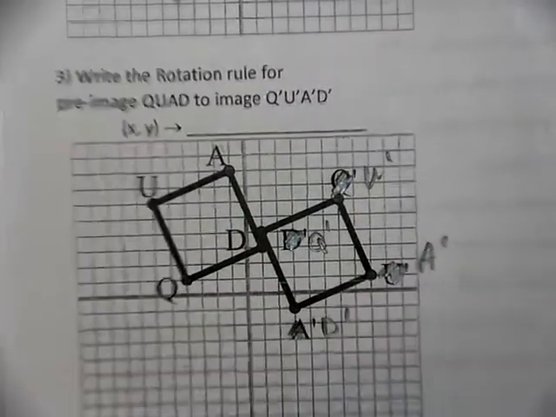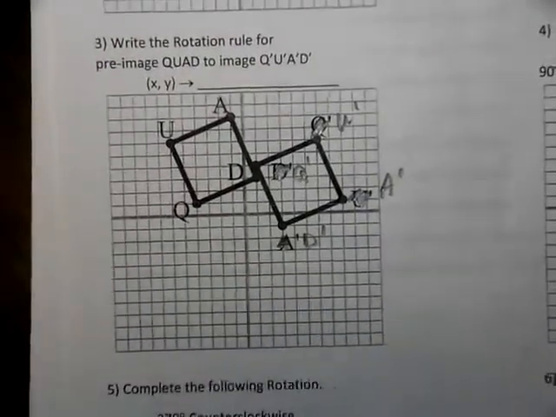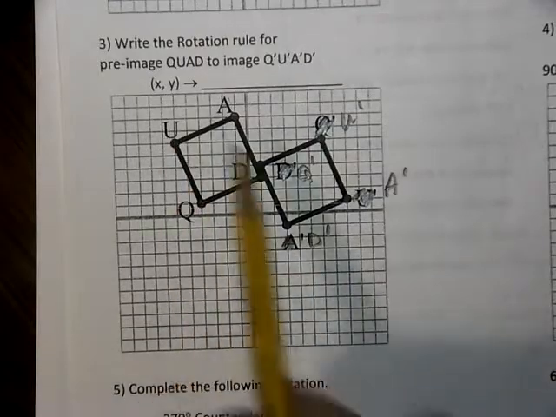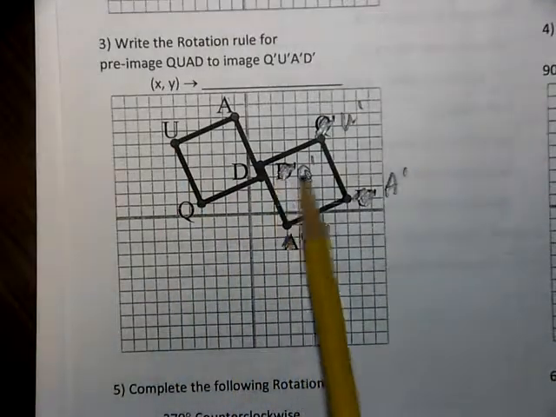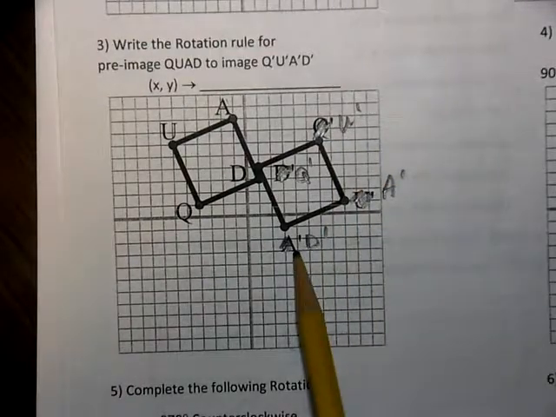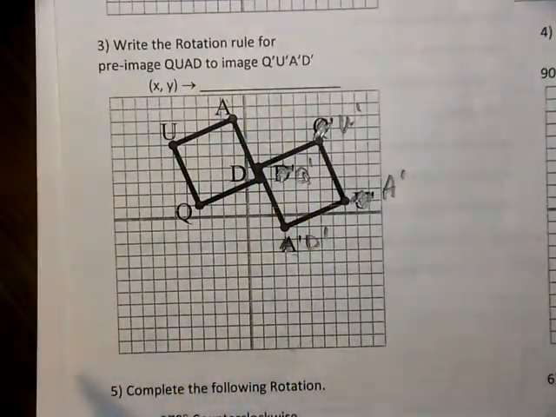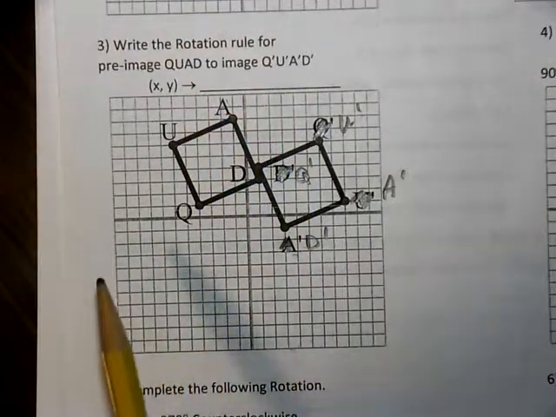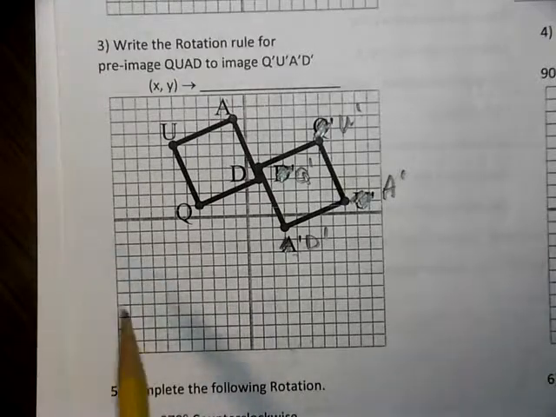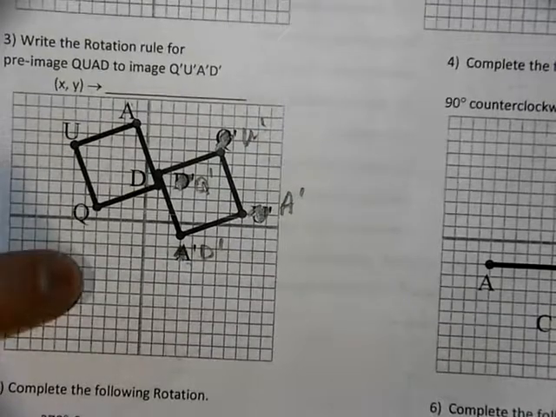Okay, for this one, we need to change up some of the letters. Some of the letters are actually written in the wrong location. So if your form still has it the wrong way, you need to make this one Q prime and U prime and A prime and D prime. We need to write the rule for what's happening. Our first thought: is it a 90-degree rotation? If I rotate it 90 degrees, it's going to land down here. So no, definitely not that.